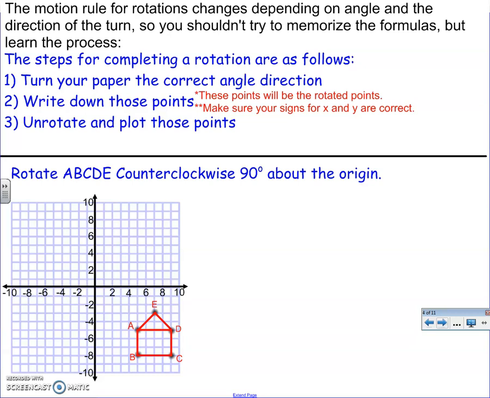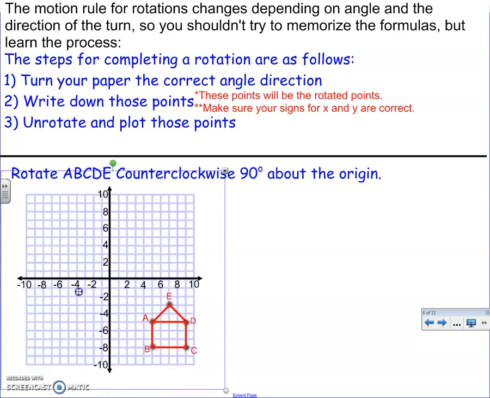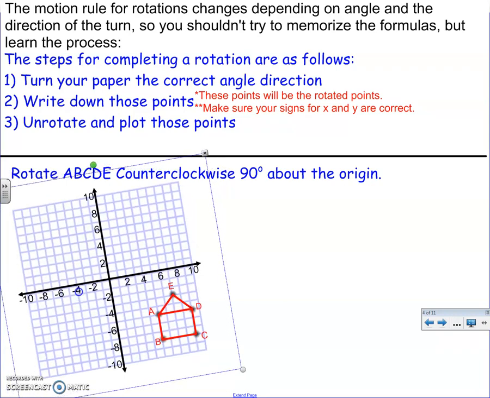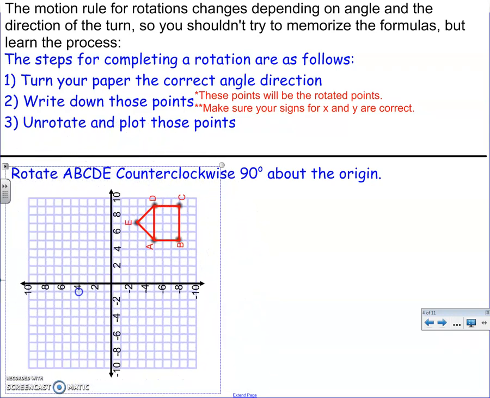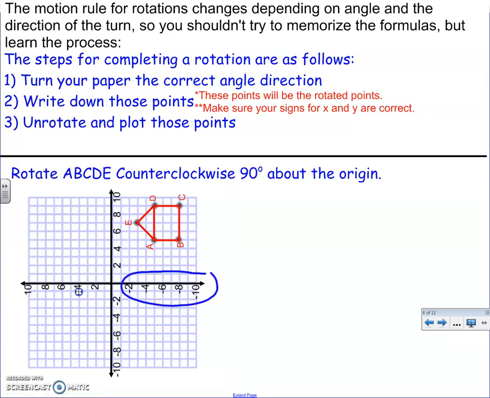So down here it says rotate A, B, C, D, E, counterclockwise 90 about the origin. So I turn it counterclockwise to the left. So it starts in quadrant 4. If I rotate it left, it will end in quadrant 1. This is my final picture. I'm going to write all these points down. Notice these are now, don't look at these as the negative sign, but that's positive 2, positive 4, positive 6, positive 8, positive 10. These are positive, this is negative, this is negative. So make sure you think about it correctly.